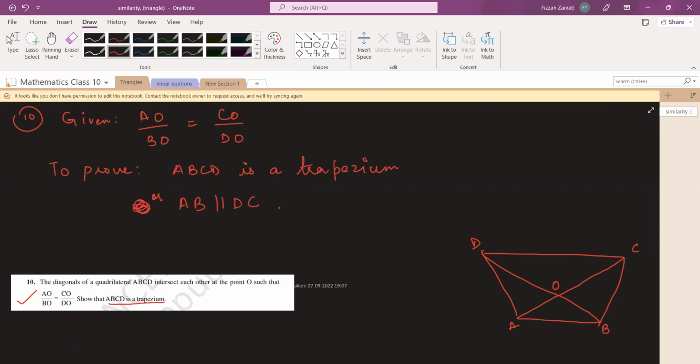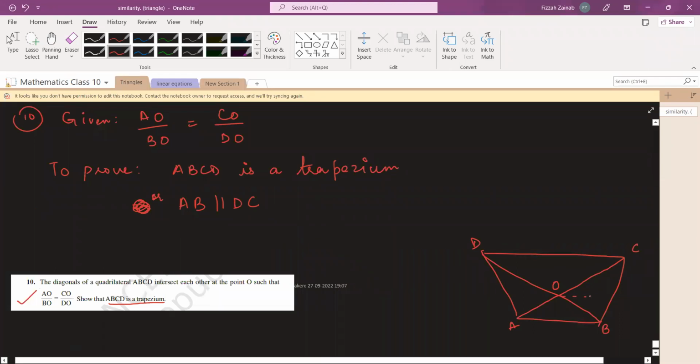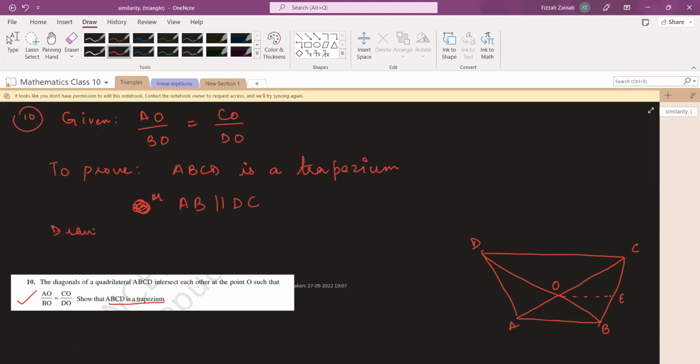Okay. So again, if I want to use BPT or converse of BPT, I need a parallel line at least, right? So again, I'm going to do one construction here. Construction, write down. So draw EO parallel to AB. So only one side we use, right? We cannot say that it is by construction that EO is parallel to AB and DC also. Only one we will write, either AB or DC. Okay.